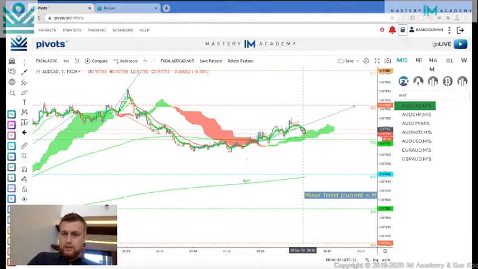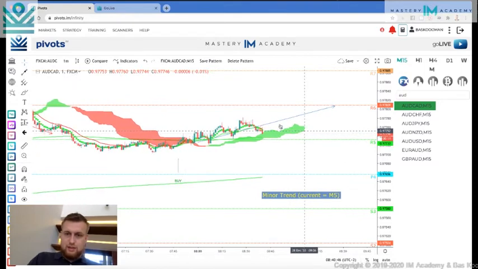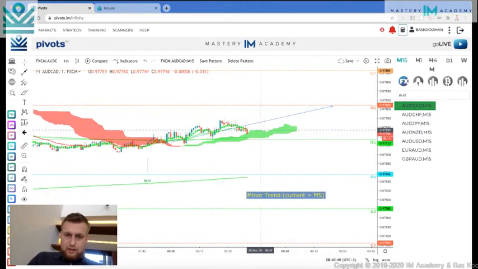Here, breaking the minor line and the entry line, I don't know if you guys can see it, but the entry line here turned red. So I would get out. I would say, okay, thank you.